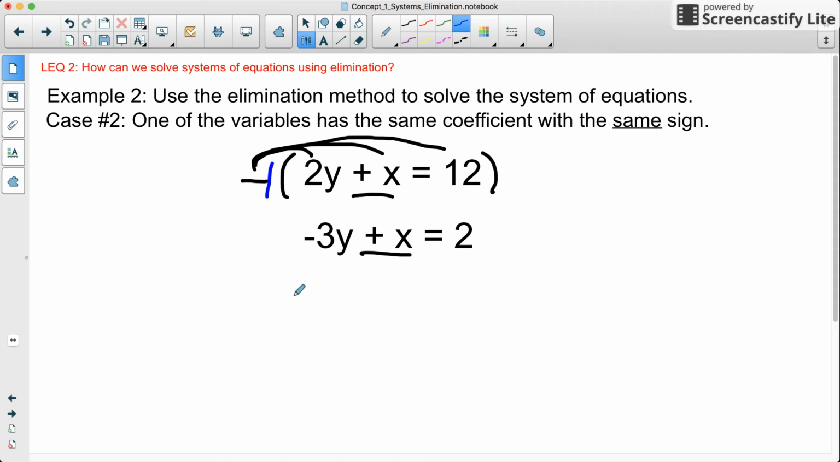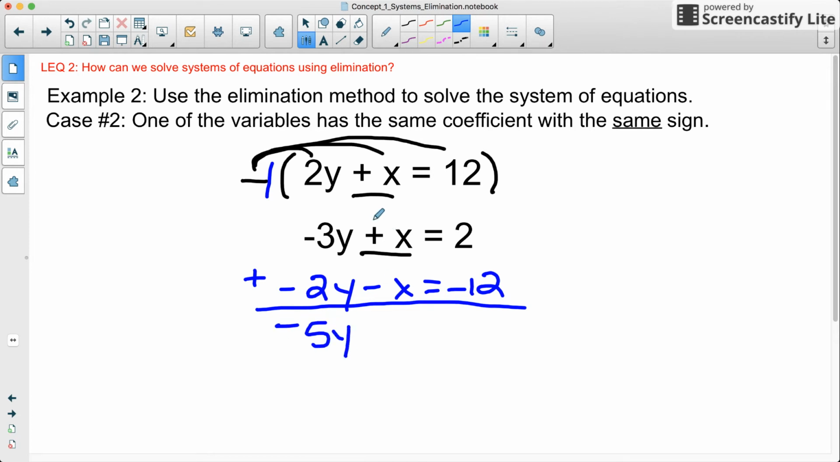I can simply take the opposite of each individual term. So the opposite of 2y is negative 2y. The opposite of x is negative x. And the opposite of 12 is negative 12. Because I've written this right underneath my original equation, I can now combine these together. Negative 3y minus 2y is negative 5y. X plus x minus x gives me 0, and 2 minus 12 gives me negative 10.